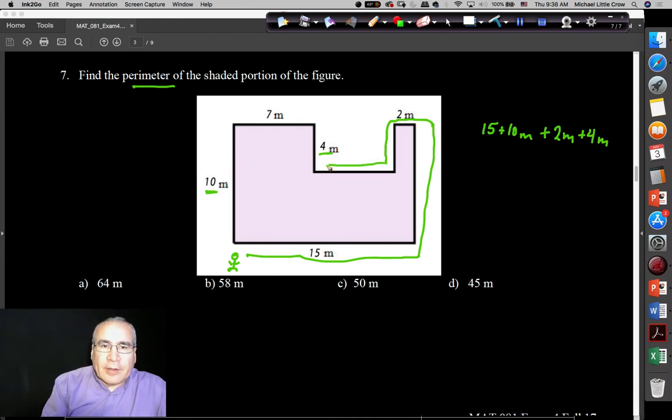And we've got this distance here, which we don't know what it is, but if you notice this total is 15 on the bottom. There's 7 and 2 up here. That is 9. So this must be 15 minus 9, which gives us 6. So that should be 6 meters. So we'll add that in, plus another 6 meters, plus these 4 meters as we go by.